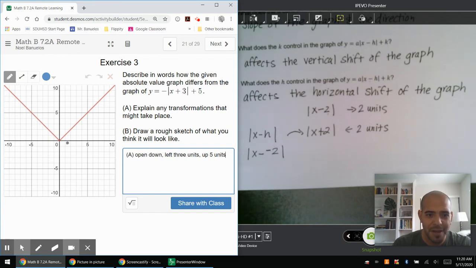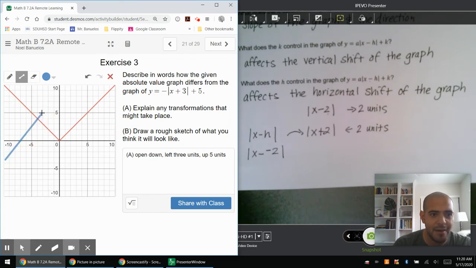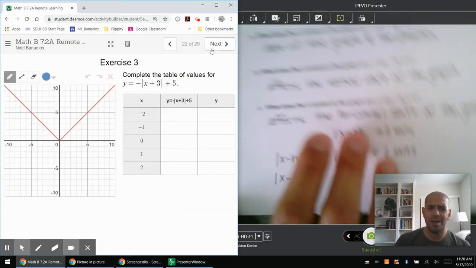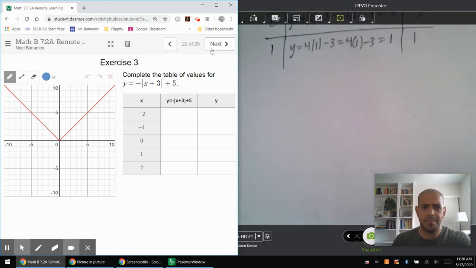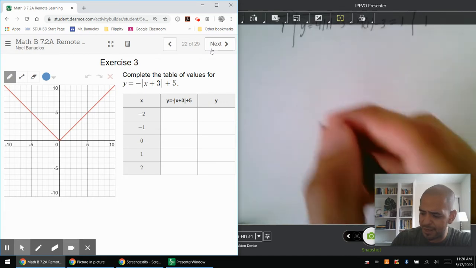So I'm going to draw a rough sketch. So I know it's going to open down. It moves to the left 1, 2, 3, and then goes up 5. So basically what I'm looking at is left 3, up 5, and then draw my V facing down, just like that. So that's what I expect, okay? So on this next slide, I'm just going to calculate 2 of them, but I expect you to calculate all of them, because some of you might get confused on how to deal with the negative on the outside.